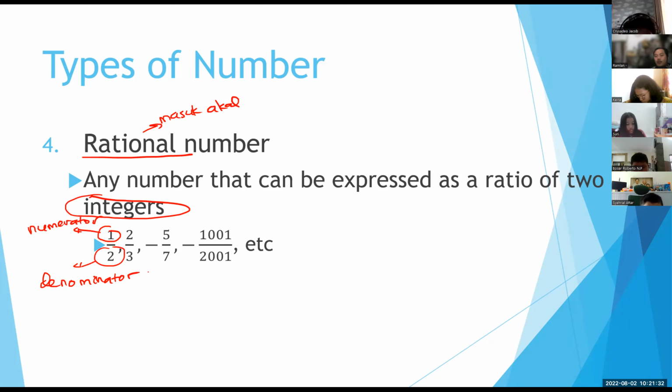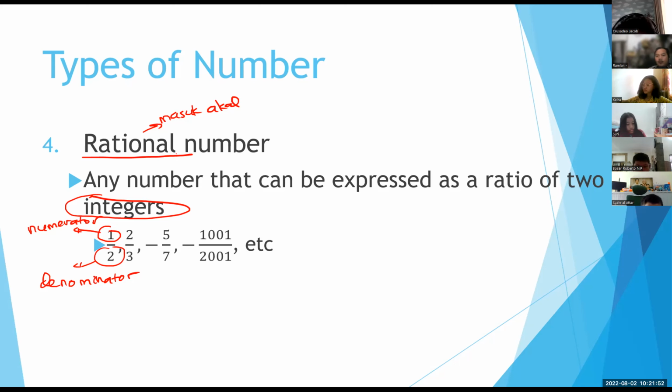Like if you can see 1/2, half, setengah gitu ya. Atasnya 1, bawahnya 2. Dua-duanya integers kan? 1 itu integers, 2 itu integers. Berarti kita sebut rational number. And then we can see 2/3, right? 2/3 is also a rational number because the numerator is an integer and the denominator is also an integer.